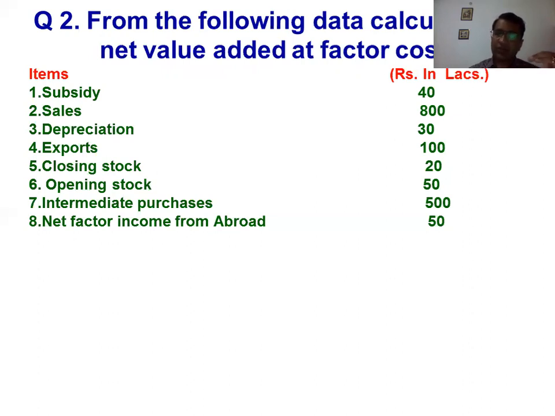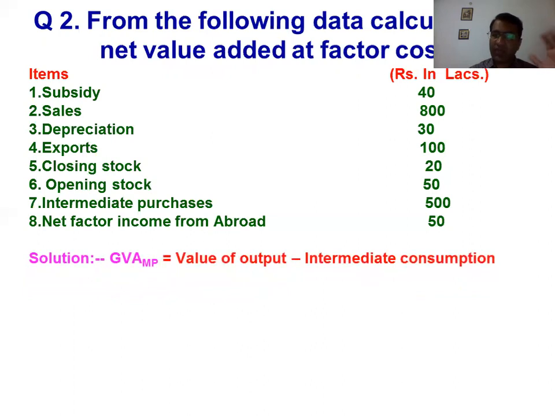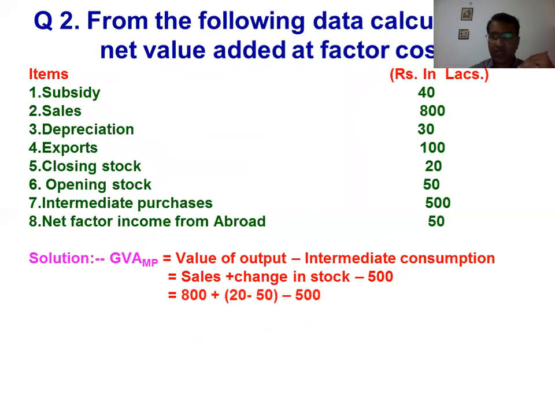The first step is to calculate value of output. Value of output is sales plus change in stock. Sales is given 800. Change in stock, given 20, is closing stock minus opening stock. Then minus intermediate consumption, which is 500. The difference is 270. 800 plus minus 30 minus 500. So minus 530 is equal to 270.